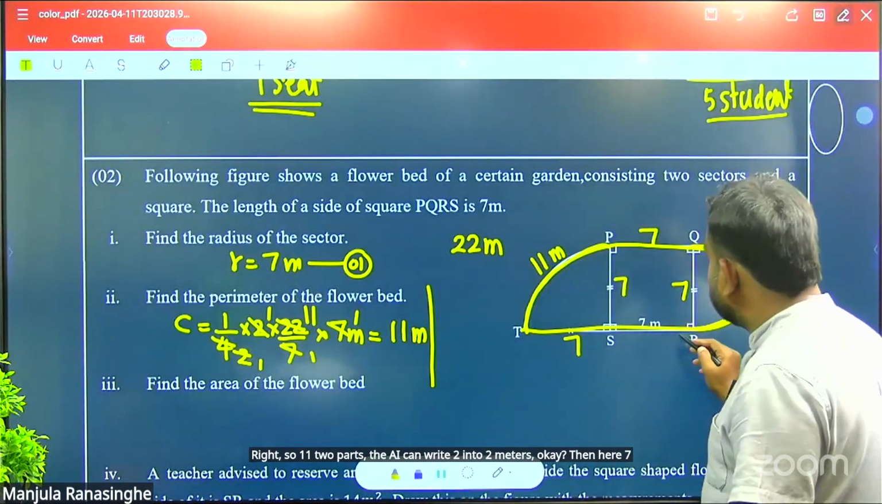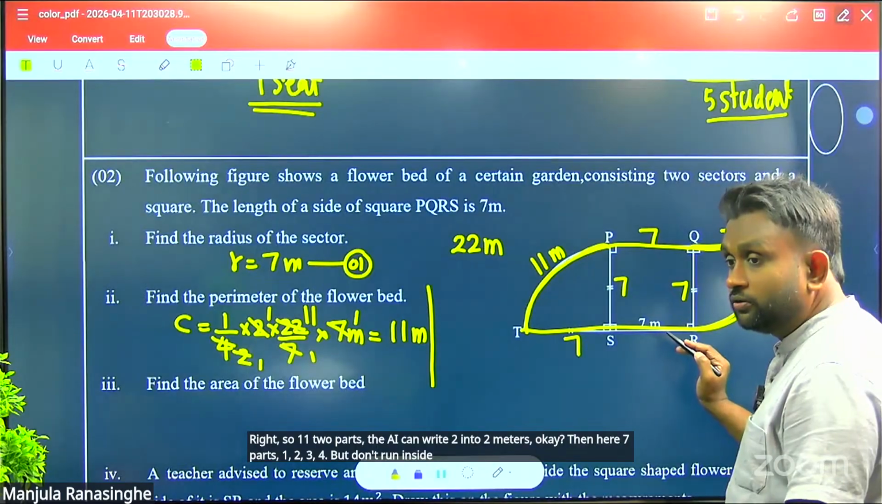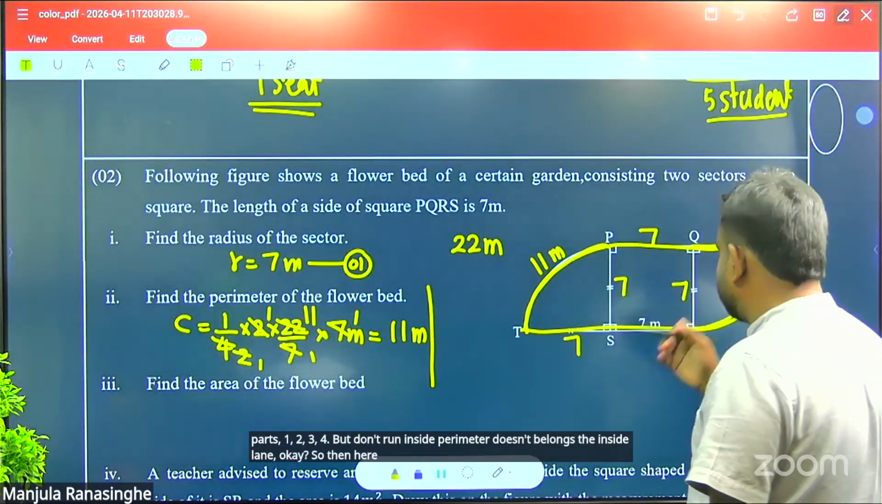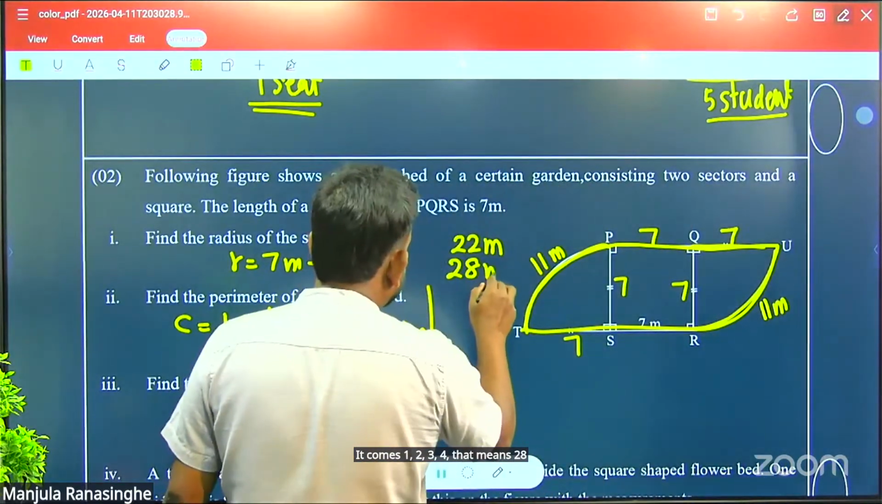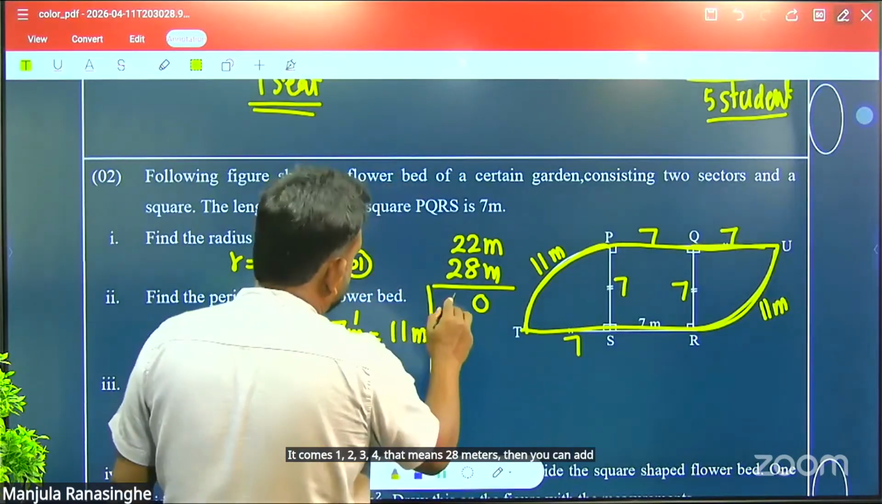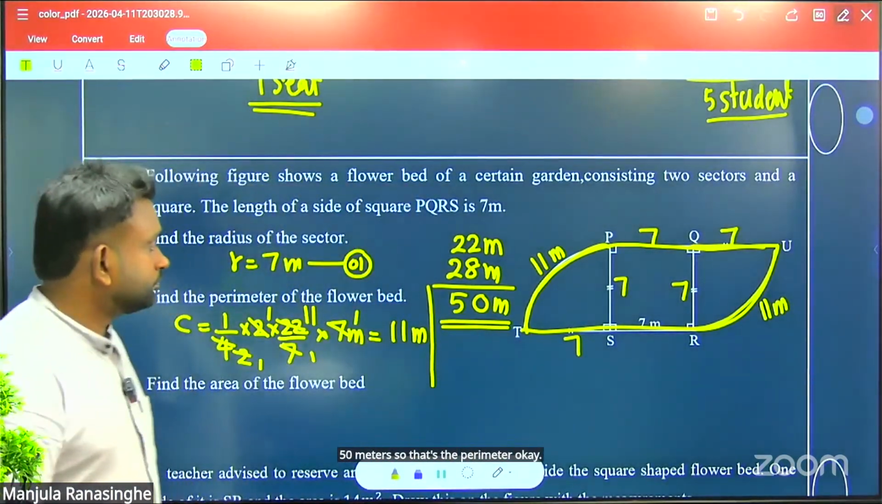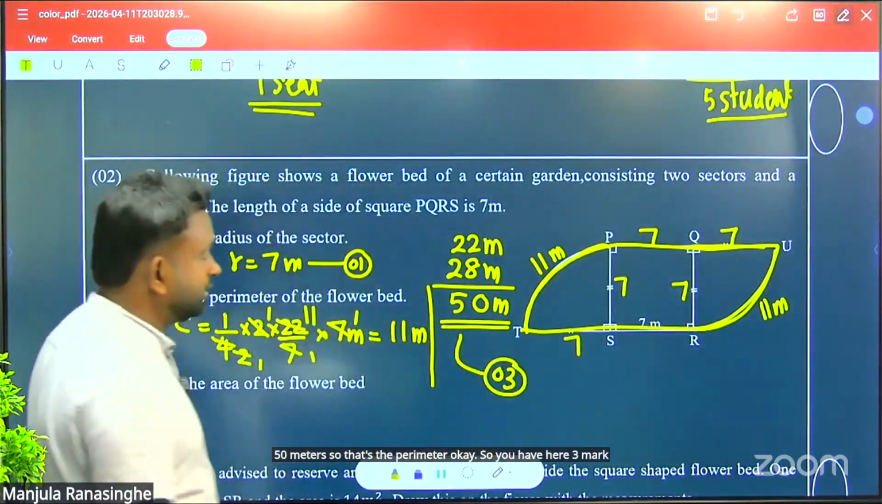1, 2, 3, 4. But don't include the inside. The perimeter doesn't include the inside length. Okay, so here 7 in 4 parts means it comes 1, 2, 3, 4. That means 28 meters. Then you can add them: 50 meters. So that's the perimeter. Okay. So you have here 3 marks for calculating the perimeter.